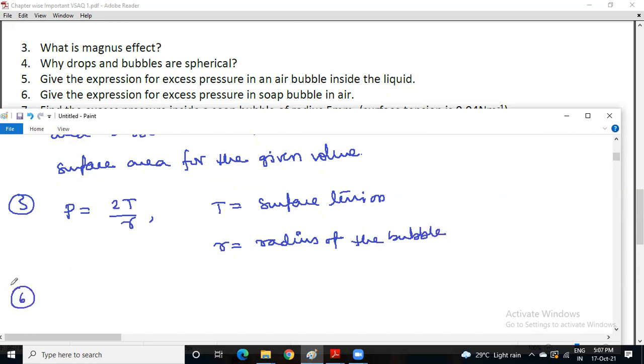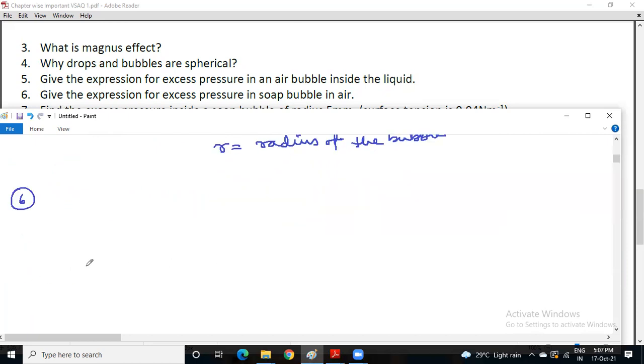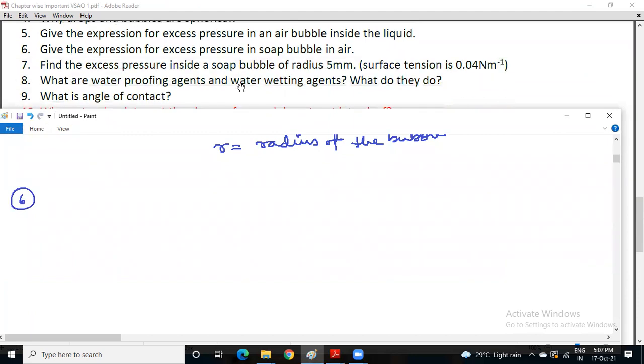Question number 6. Give the expression for excess pressure in soap bubble in air. So the expression is P is equal to 4T by R. Now once again T is surface tension, R is radius of the bubble.